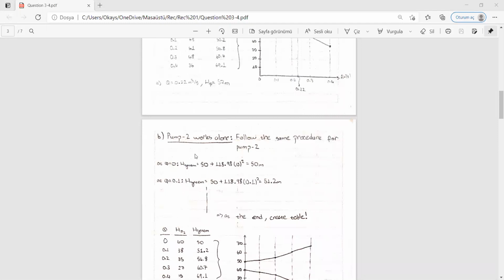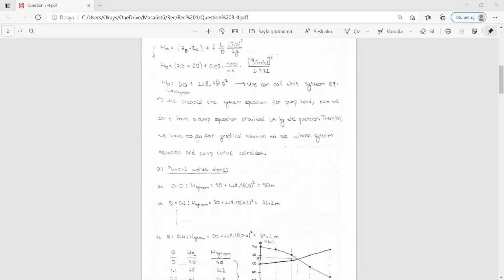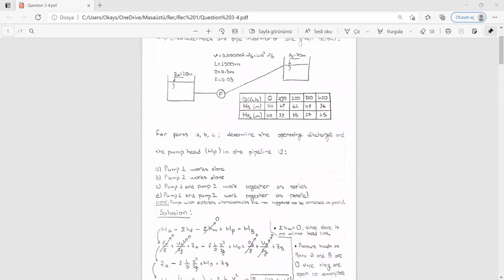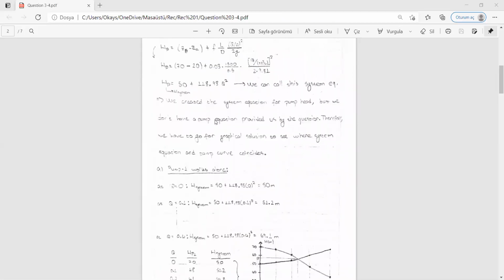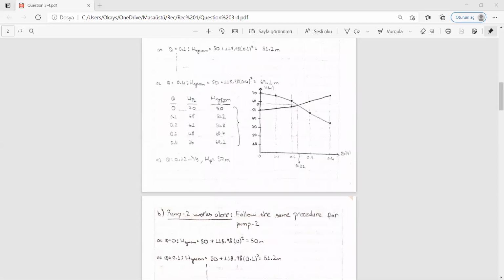So for part B, when pump 2 works alone, same procedure, exactly the same procedure. Nothing is different. But since we already calculated this system equation for the pump head, we don't need to calculate it again. We will use this equation. And since we are going to put the same discharges, again, we will get the same values for the system.